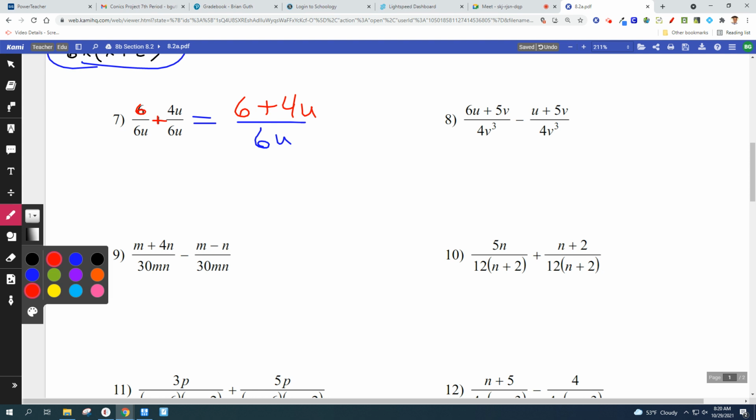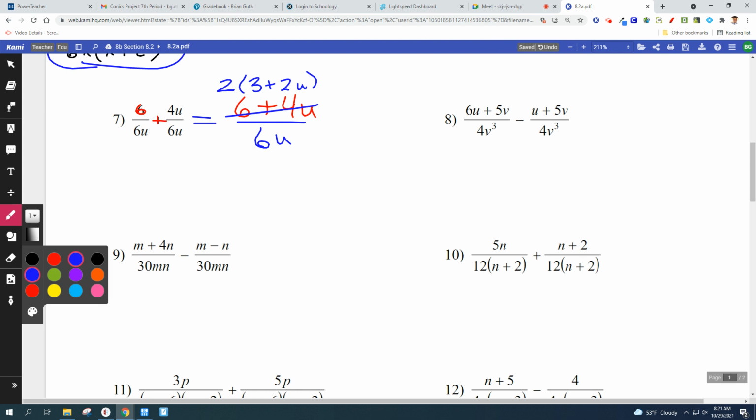All right, now here's the hard part. There's something that reduces here. Okay, it's not the 6. It's not the u. It's not the 4 and the 6. Here's what's hard. In order to cancel this one, you're going to have to factor. All right, and so up on the top, I see a GCF pattern. Both of the top numbers, 6 and 4, have a 2 in them. And so I can rewrite this as 3 plus 2u right there.